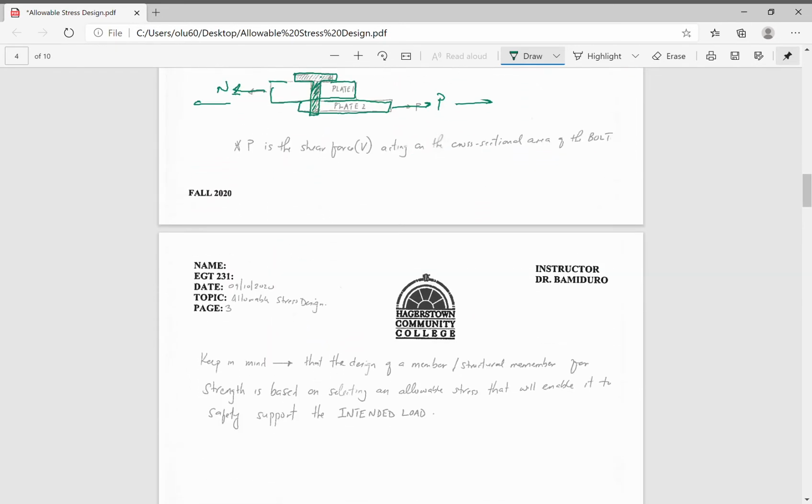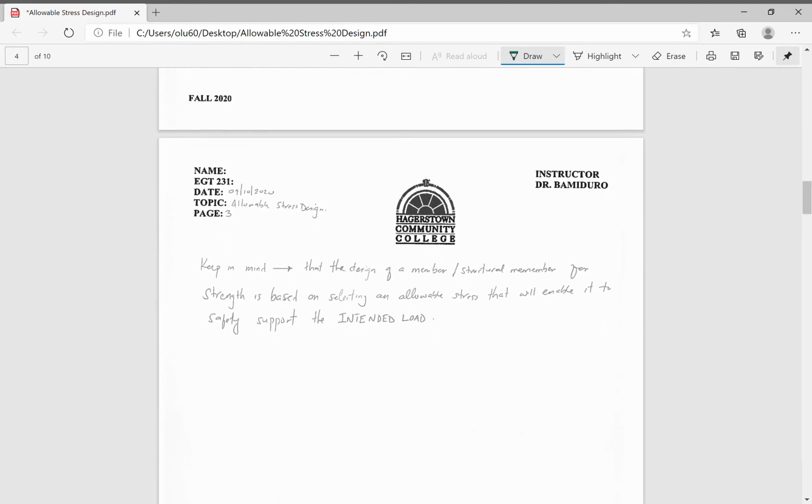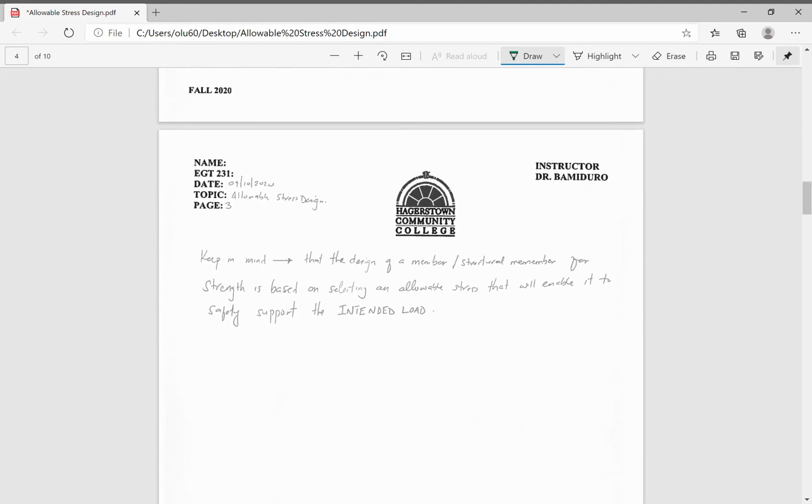So before we go into an example, I just want you to keep in mind that when you are designing a structural member for strength, it is really based on selecting the allowable stress, with a shear or normal stress, that will enable it to provide some kind of safety for the intended load. Again, you don't want to design something that's going to fail once it's being used.